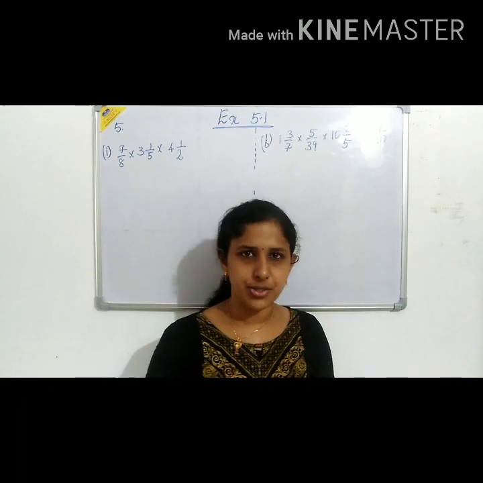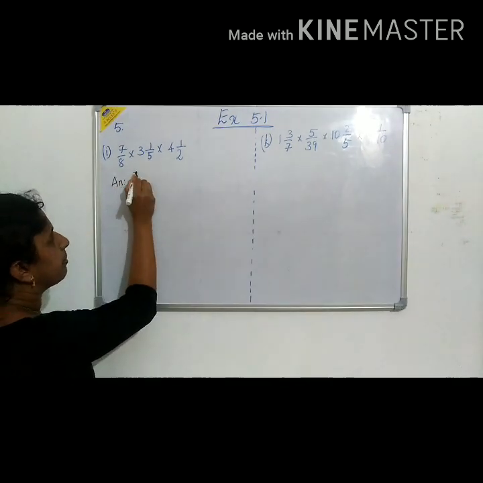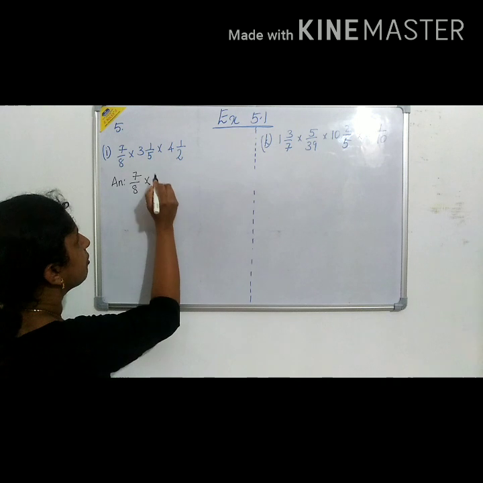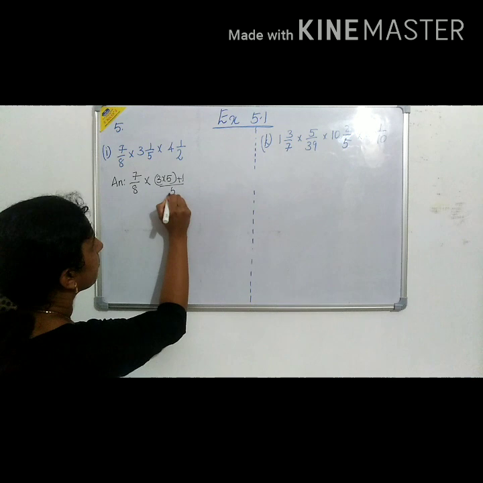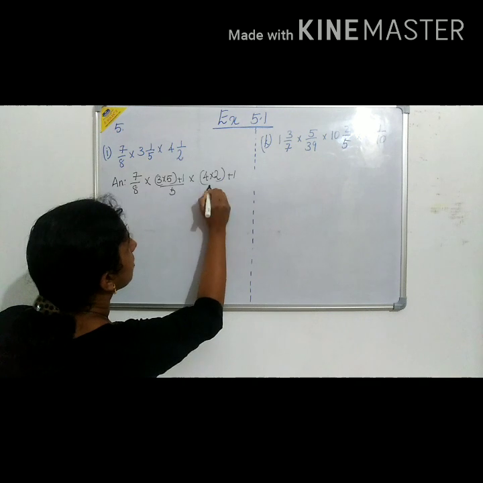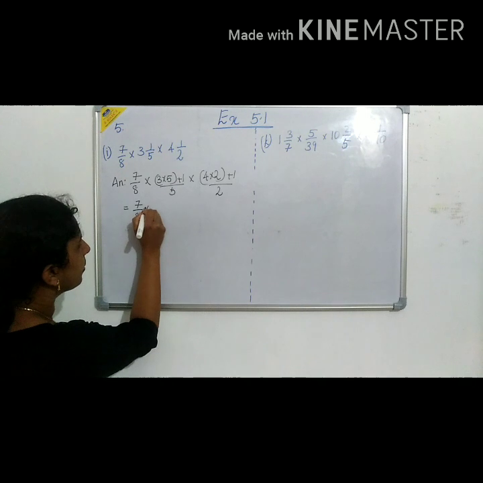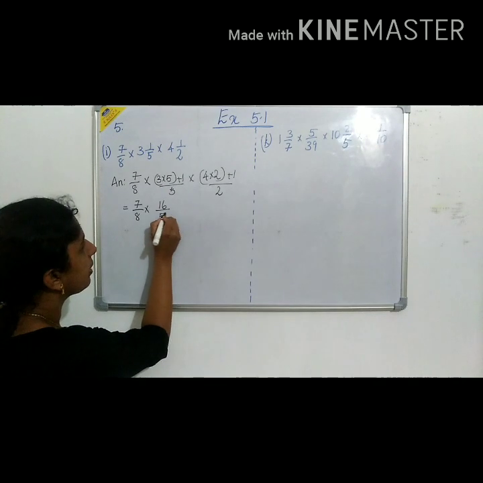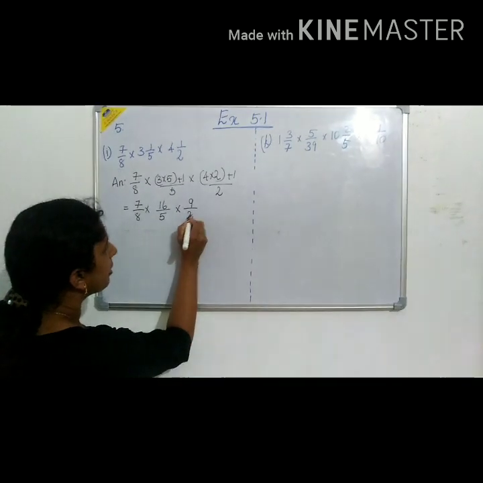Now we can see two more questions. This is question number I. Here 7 by 8 into, the second one we are converting, 3 into 5 plus 1 by 5 into 4 into 2 plus 1 by 2. Now this is equal to 7 by 8 into 3 5s are 15. 15 plus 1, 16. 16 by 5 into 4 2s are 8. 8 plus 1, 9. 9 by 2.